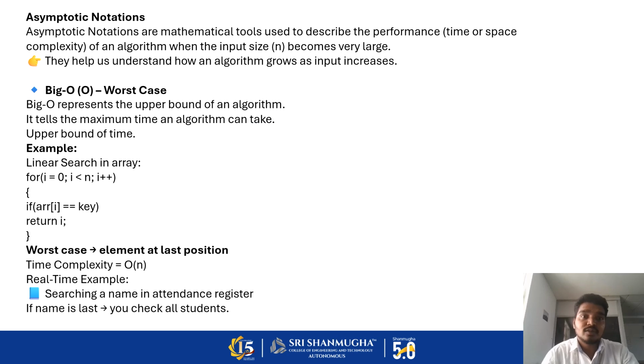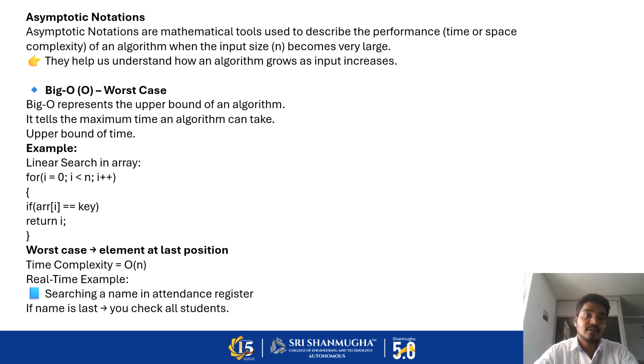Next are the asymptotic notations. They are mathematical tools used to describe the performance, time and space complexity of an algorithm when the input size becomes very large. They help us understand how the algorithm grows as the input increases. First is the worst case, called Big O. Big O represents the upper bound of the algorithm. It tells the maximum time an algorithm can take.